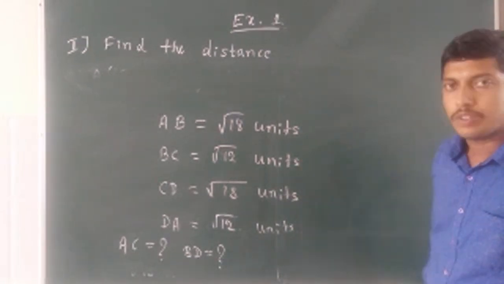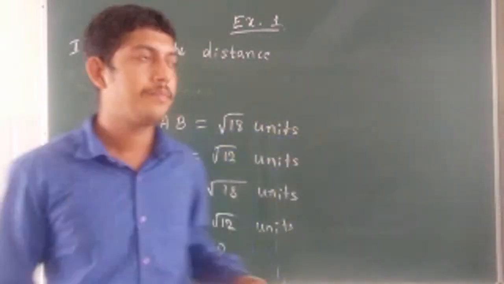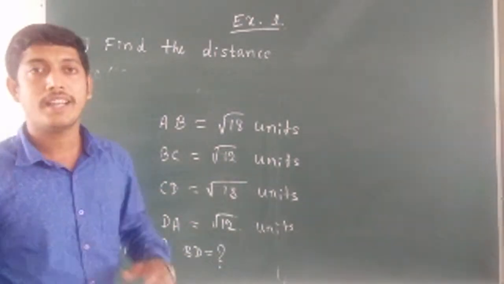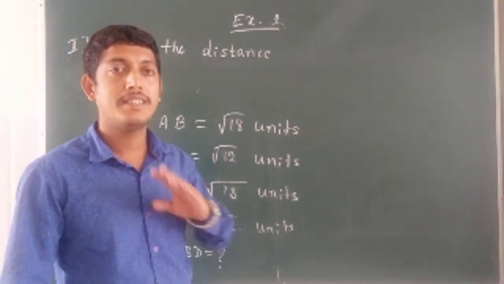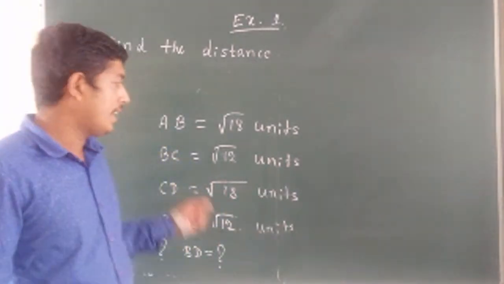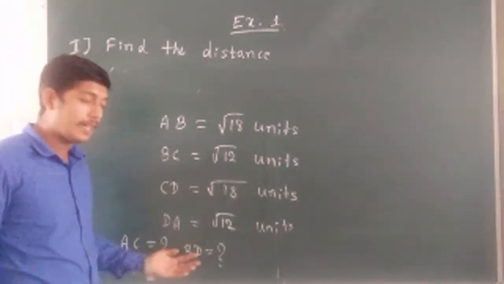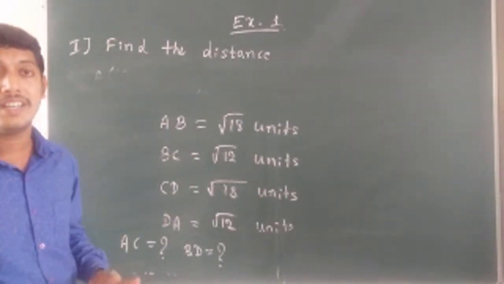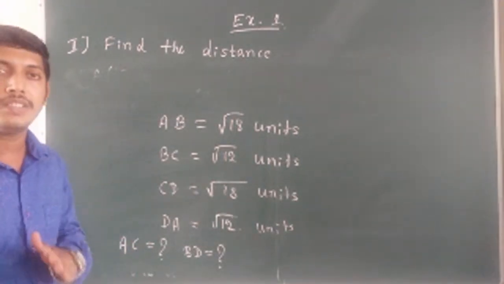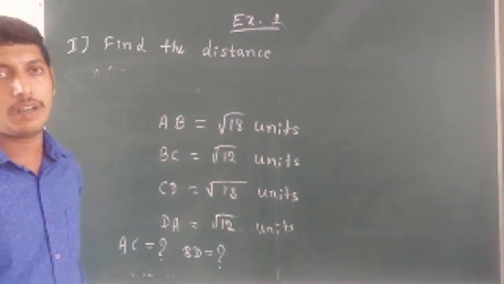Two pairs of sides are equal. So in which case are opposite sides equal? One is in a rectangle, another is in a parallelogram. In a rectangle, opposite sides are equal, and similarly in a parallelogram opposite sides are equal. In that case again we have to find the diagonals, that is AC and BD. If the diagonals are equal, then it is a rectangle. If the diagonals are different, then it is a parallelogram.